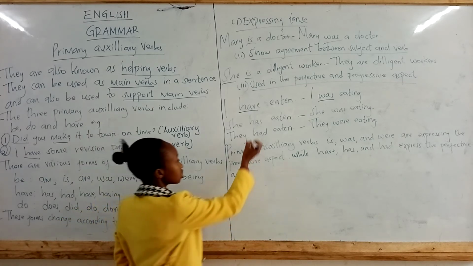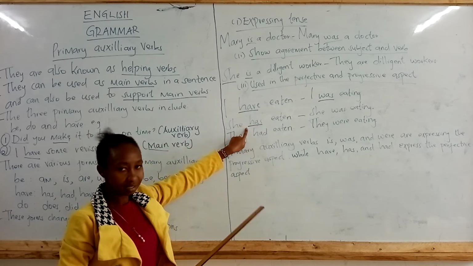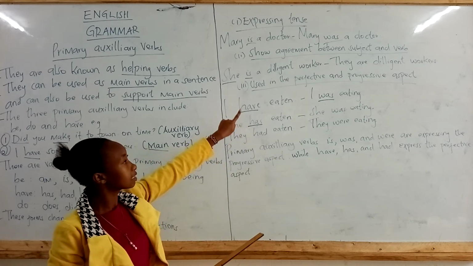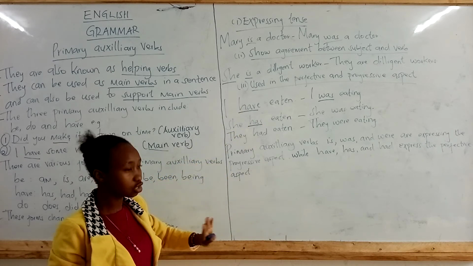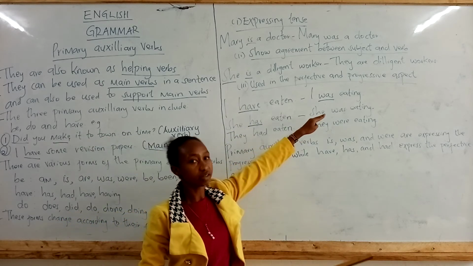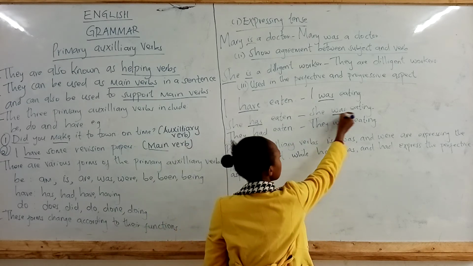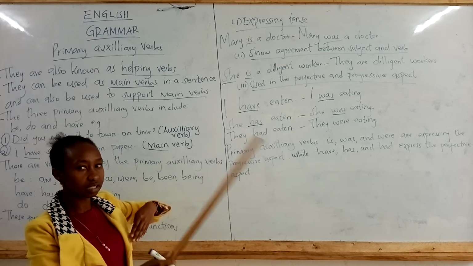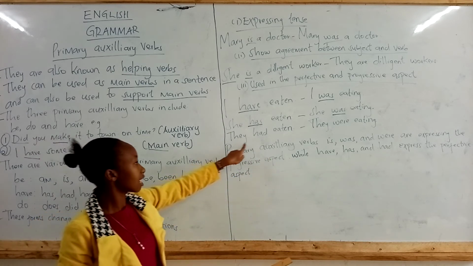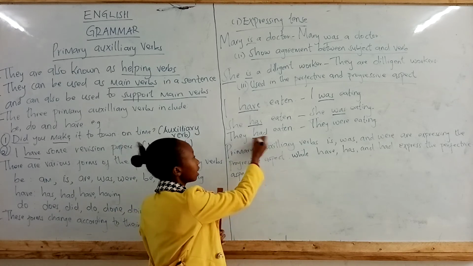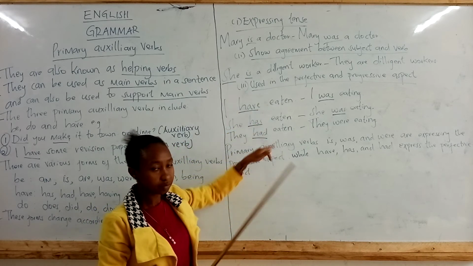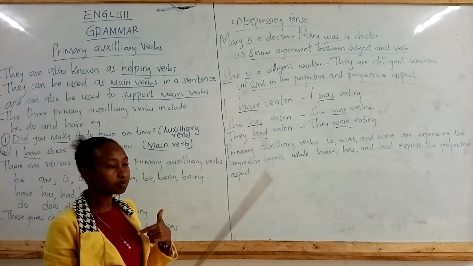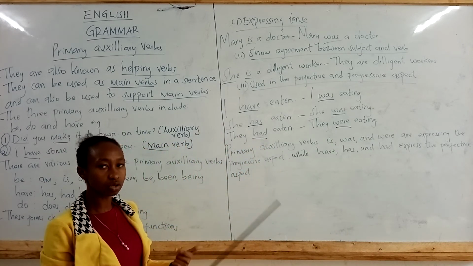Then I have she has eaten. Has here, which is the primary auxiliary verb, is indicating perfective. The action is already complete. She was eating. Was again is indicating the progressive aspect. At that particular time, she was still continuing to eat. Then they had eaten. So had here indicates perfective aspect, and were indicates progressive aspect. At that particular time, they were still continuing to eat.